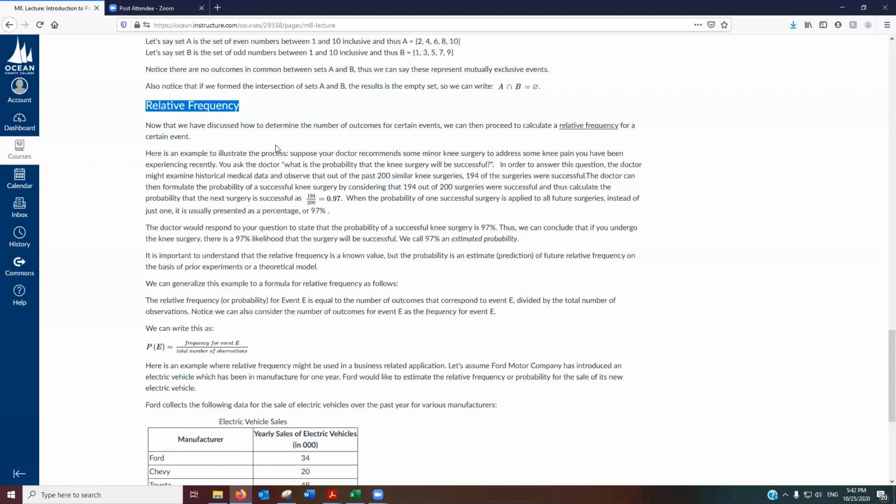Okay, here's an example. Let's say you are thinking about getting knee surgery. You say to the doctor, what's the probability that a knee surgery will be successful? Because if you're going to go in for knee surgery, you want to know, is it highly likely to be successful or is it maybe not that highly likely? Well, the doctor would probably go back and look at historical medical data. And maybe out of the past 200 knee surgeries, they noted that 194 of them were successful.